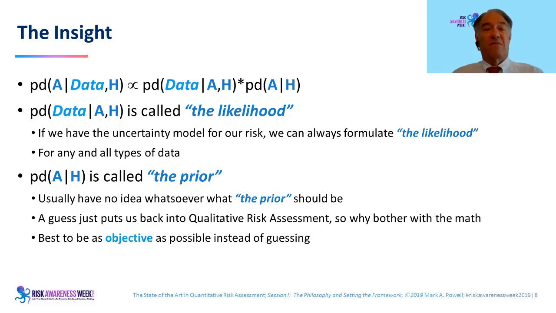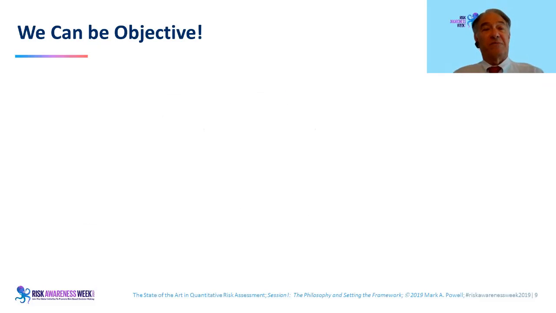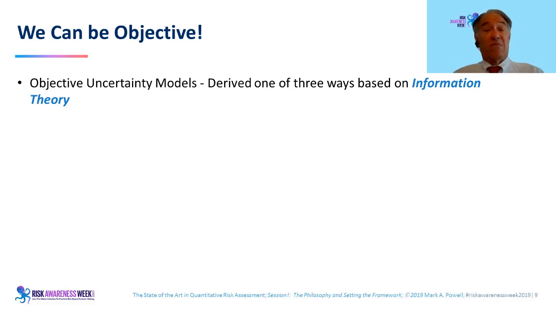All right? Now, the question may arise is, how do you be objective? Or how do you come up with an objective uncertainty model? Well, we can be objective. Methods from information theory have been developed to create objective uncertainty models for a particular problem. In fact, we can derive those models based on 3 different techniques from information theory.